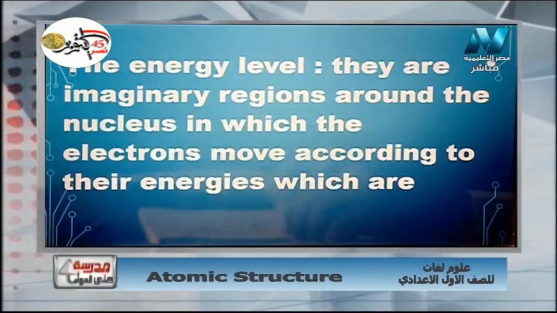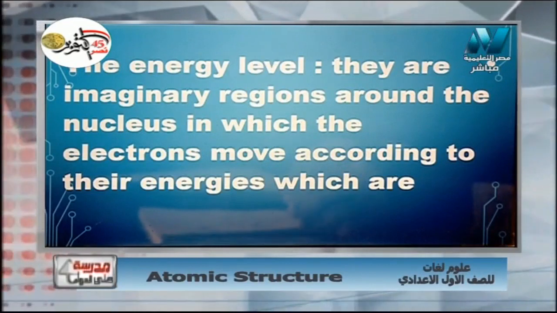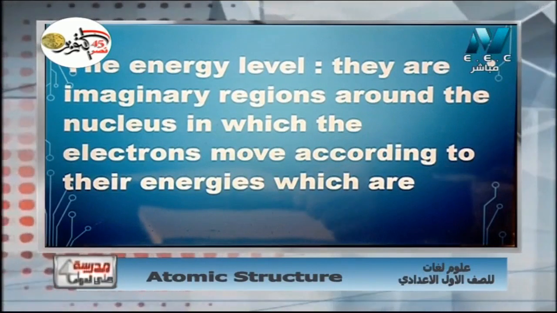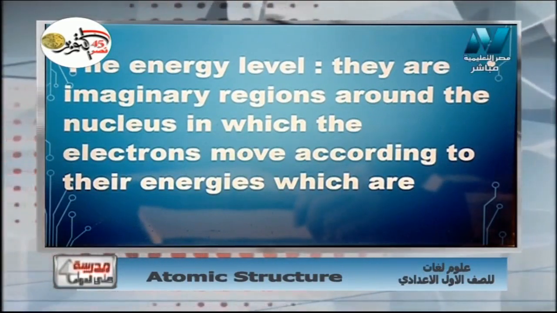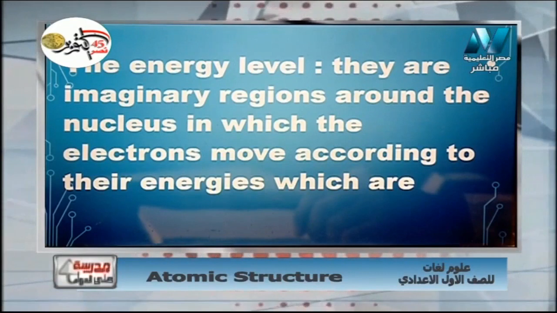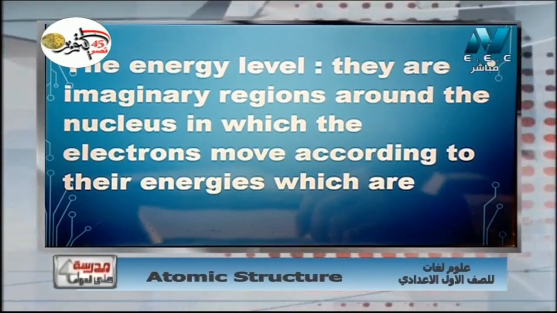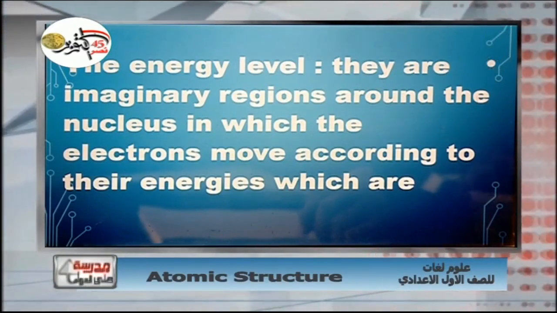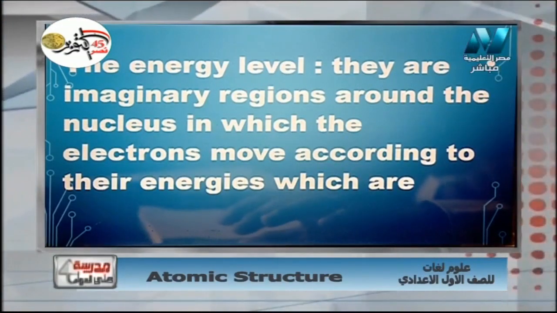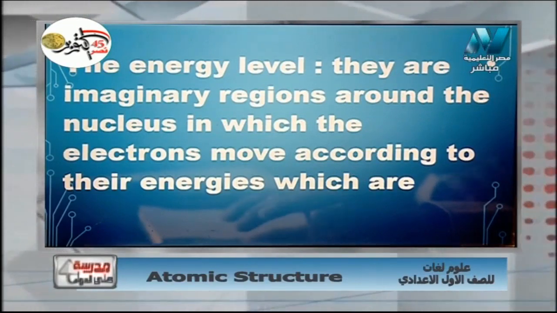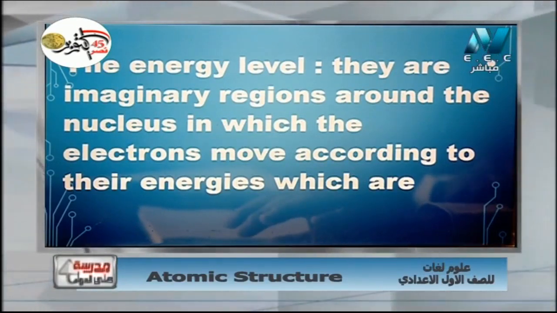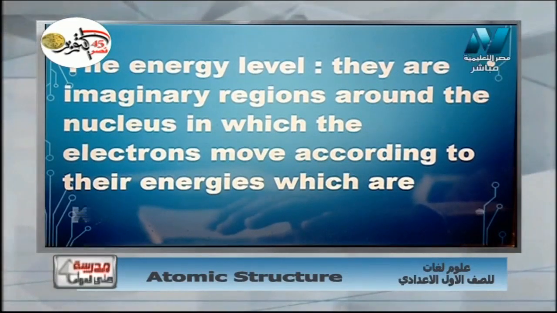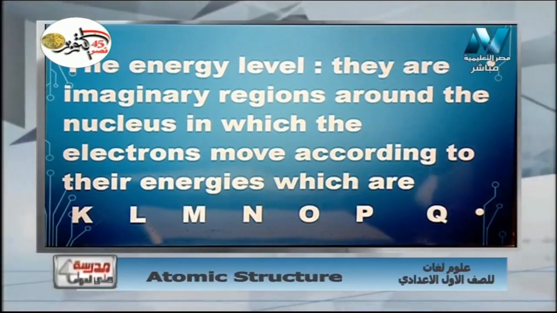The energy level. What is meant by energy level? Energy levels are imaginary regions or imaginary places around the nucleus in which the electrons move according to their energies, which are calculated by the relation 2n squared. They are imaginary regions around what? Around the nucleus, in which the electrons move according to their energies.